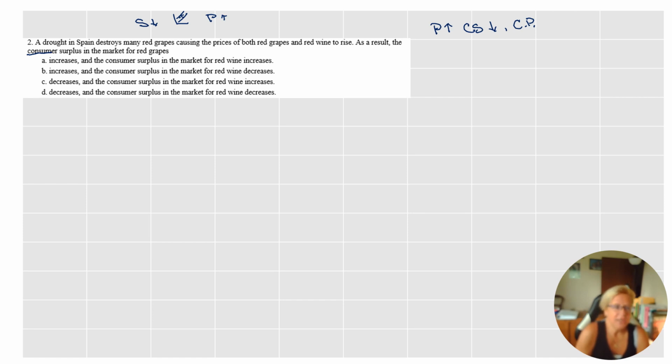So it tells us right here that the prices of red grapes and red wine both rise. So because the prices of each increased, that means the consumer surplus in both markets would decrease, all else held constant. So I'm going to look for an answer that has decrease and decrease. And so the right answer here would be D. So no calculations on that one.